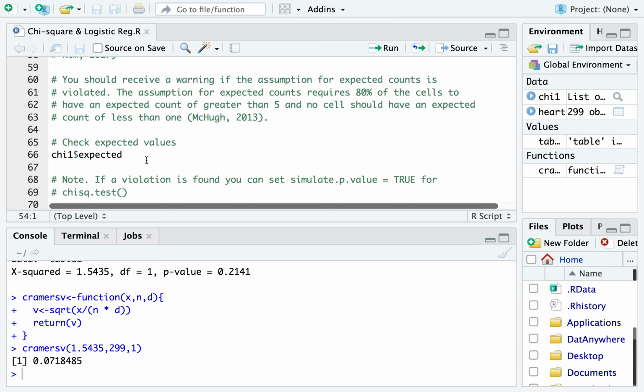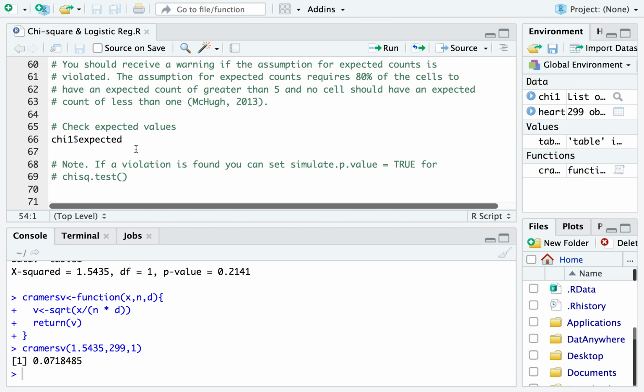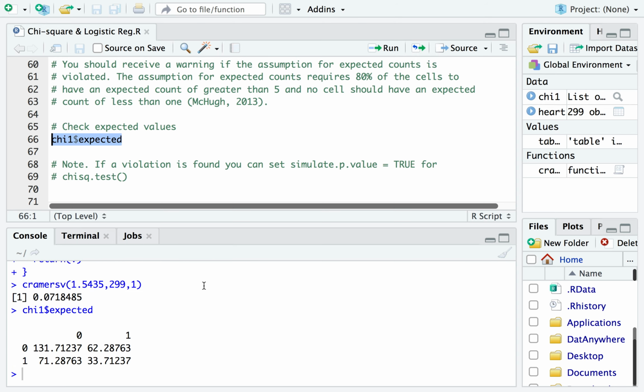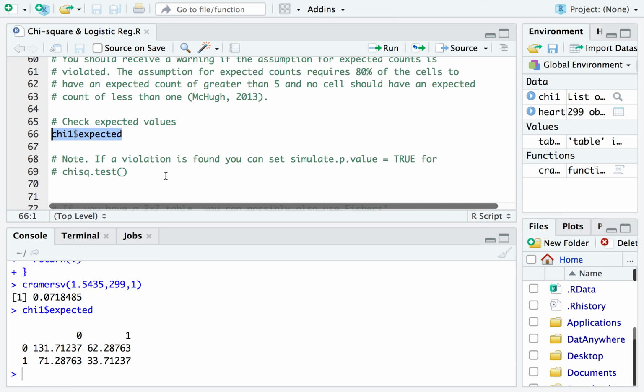It's required. When you run the chi-square test in R, it'll give you a warning on whether this assumption was violated or not. You can also check the expected counts by just using $expected on whatever you named that value as well. And as you can see here, it wasn't. But let's just say it was violated.